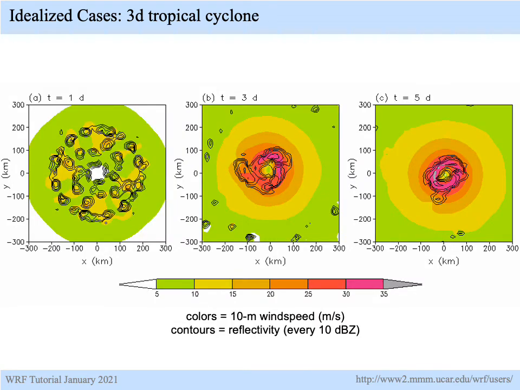Here are plots showing the color contoured wind speed at 10 meters and the line contoured radar reflectivity at simulation days 1, 3, and 5. You can see that at day 1, there's just convection all around the center of the vortex, extending fairly far out. By day 3, the vortex has contracted and strengthened quite a bit, with strong convection around the center here and just a few cells in the far parts of the field, but significantly stronger winds. And day 5, we have a very strong tropical cyclone centered in the domain.